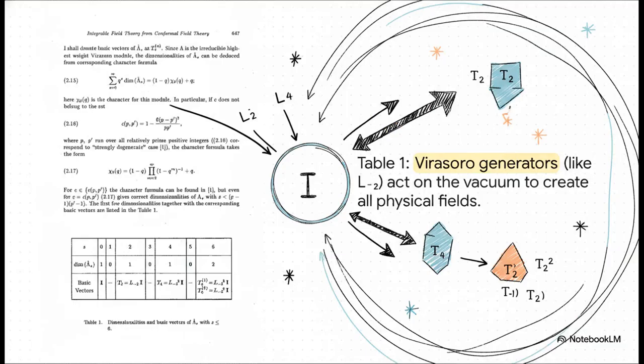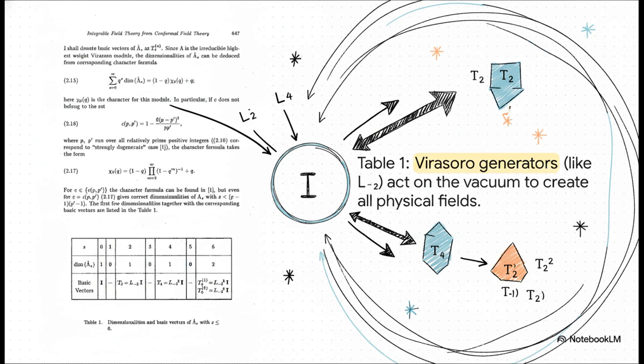And this table from the paper shows you how you actually use this toolkit to build things. It's brilliant. You start with the most basic thing possible, the vacuum, which is represented by the identity operator, I. Then you start applying your tools. See here, you take L_{-2}, you act on the vacuum with it, and boom, you've just created the stress energy tensor, T, which is the most fundamental field there is.